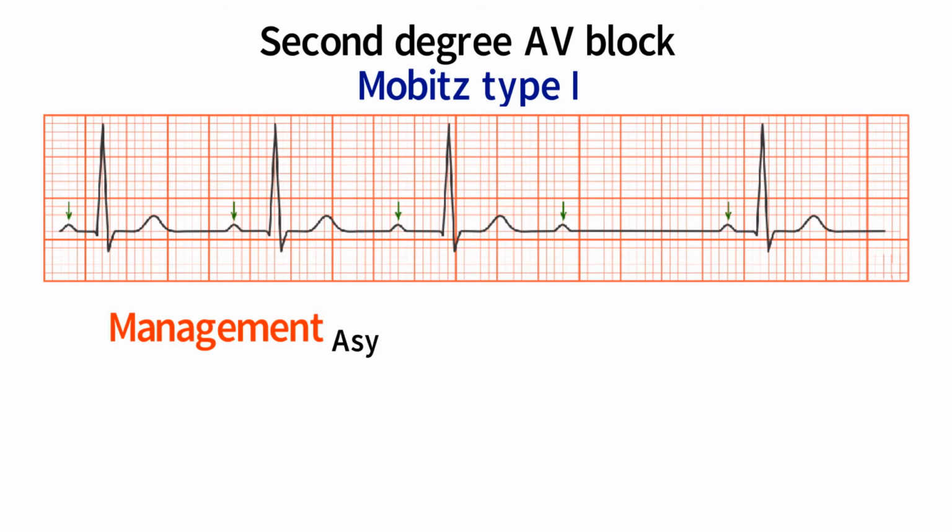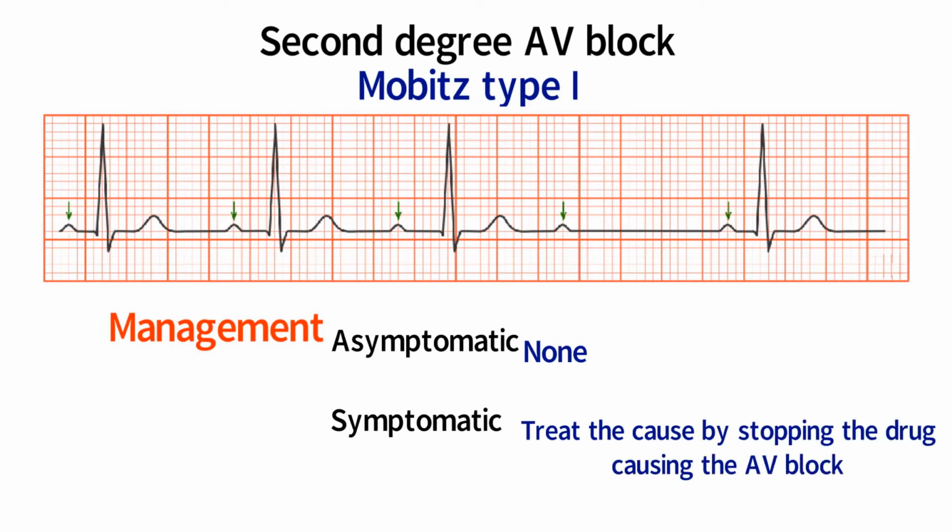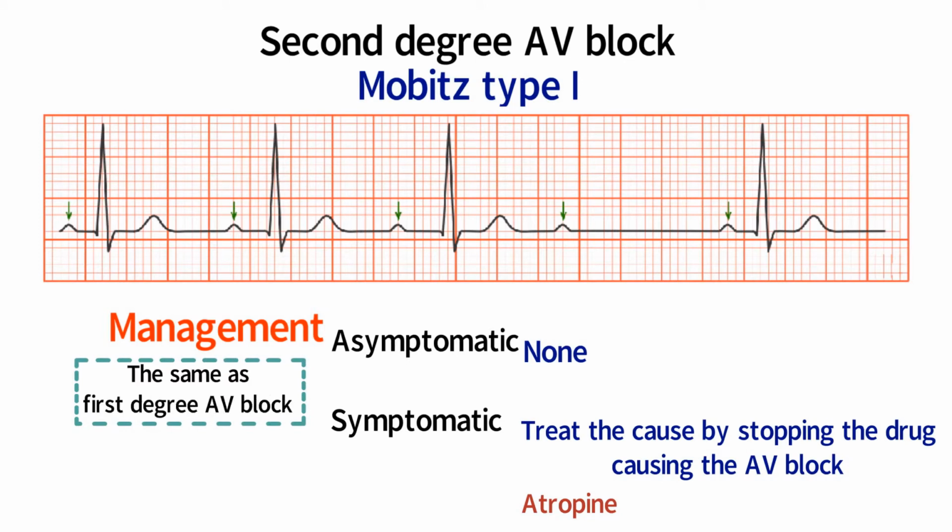If the patient is asymptomatic, none. You do nothing, you just observe. And if the patient is symptomatic, you treat the cause by stopping the drug causing this AV block, or treating the infarction or the ischemia behind that, and you can give him or her atropine. So actually it is the same as first degree AV block. So Mobitz 1, which is second degree type 1, treatment is the same as first degree AV block.